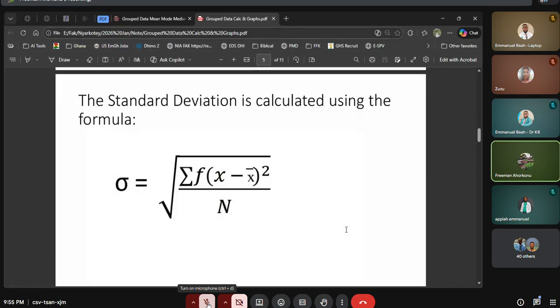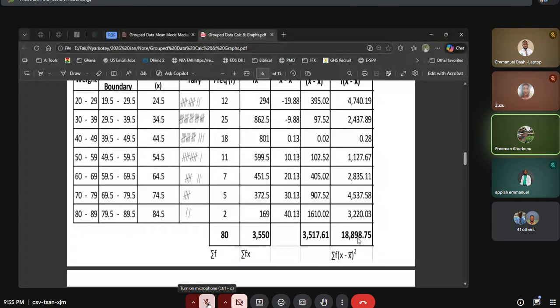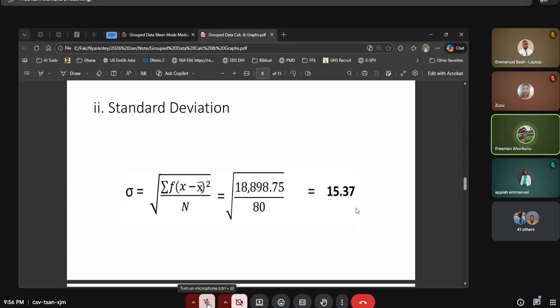Okay, so you do the substitution. We got it correctly. So the standard deviation, if we did this very correctly, then this is our standard deviation: 18,898.75 divided by n, which is 80. And when you divide, you take the square root of it. When you take the square root, you have 15.37 as your standard deviation. Any question? We'll end it as standard deviation.